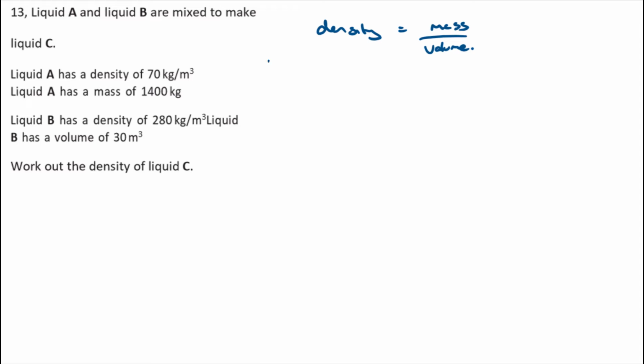So for liquid A, what have we got? We know the mass, we know the density, we want the volume. So the volume is equal to, rearranging that formula, mass over density, aren't I? It's just a matter of swapping these two things around. So density goes down, volume comes up, so I get volume equals mass over density.